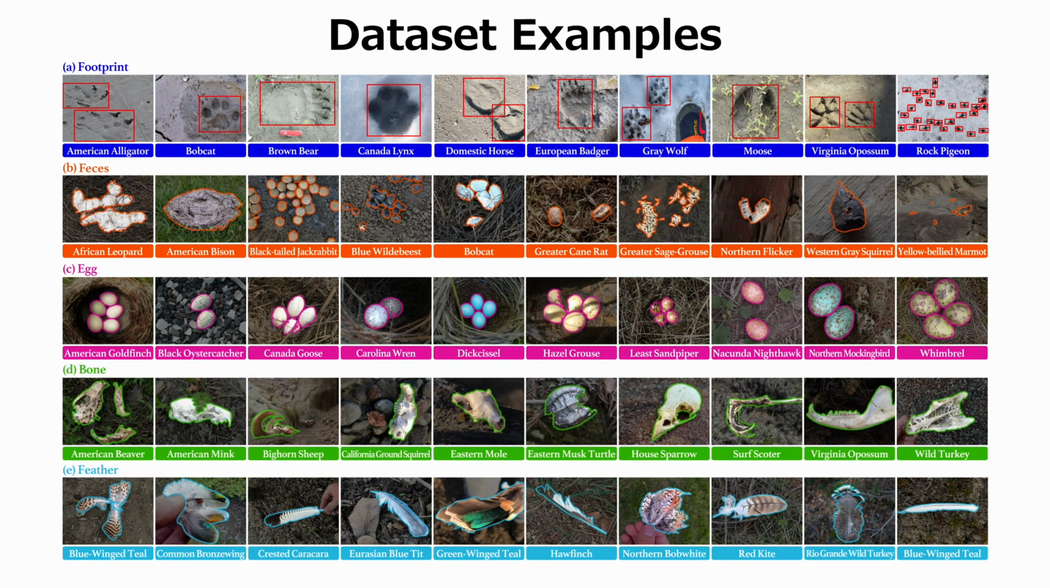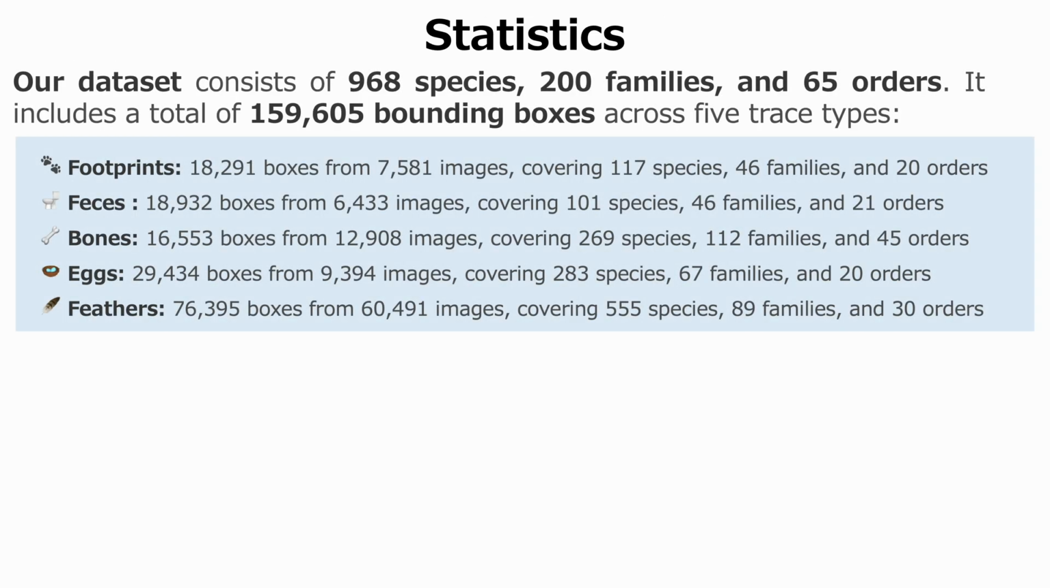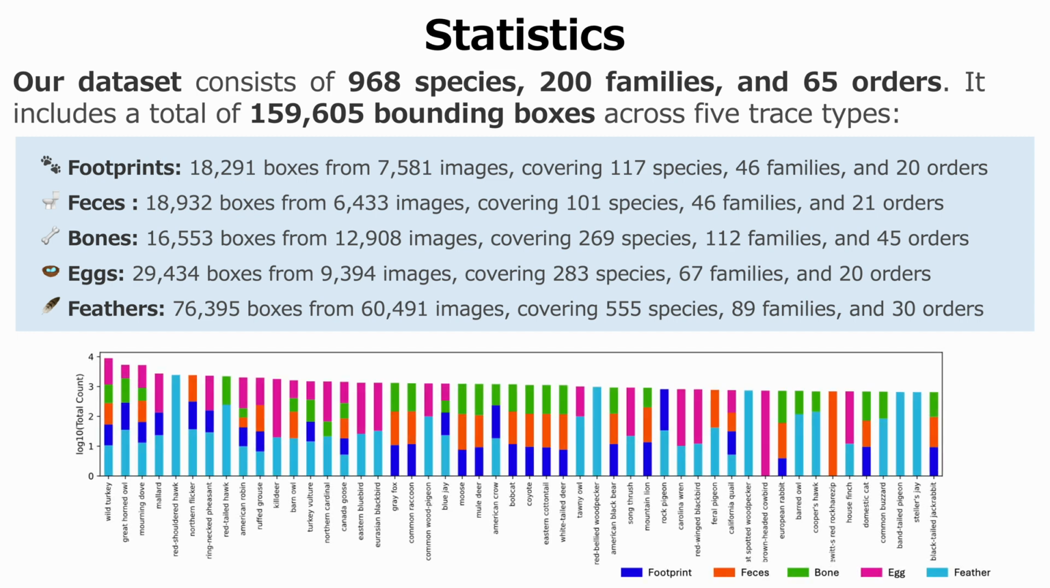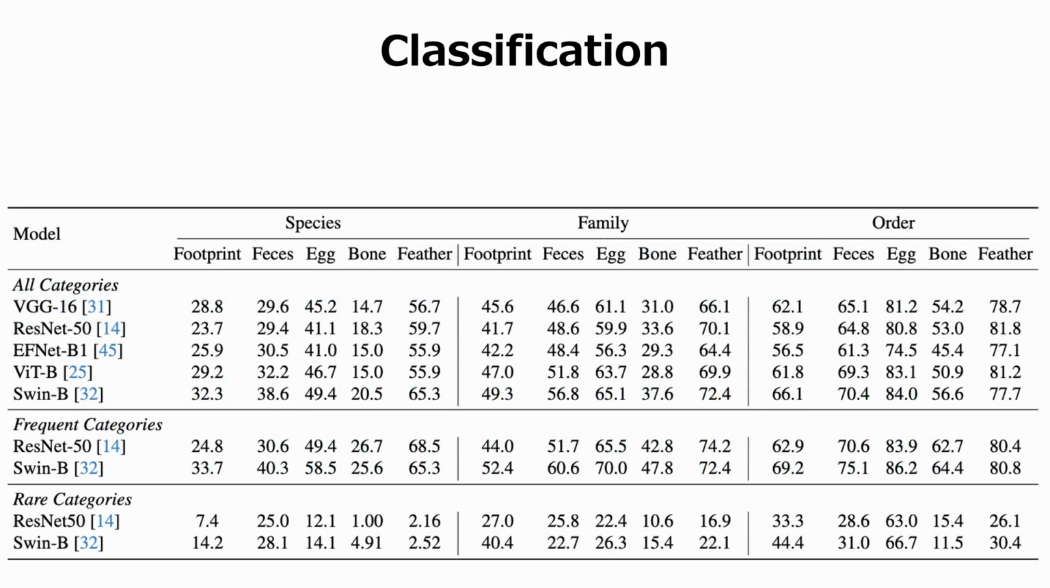This is an example of the final dataset. Our dataset consists of 968 species, 200 families, and 65 orders. It includes a total of 159,605 bounding boxes across 5 trace types. This shows the top 50 species distribution in our AnimalClue dataset, with the vertical axis representing the log frequency. Let's move on to the experiment part.